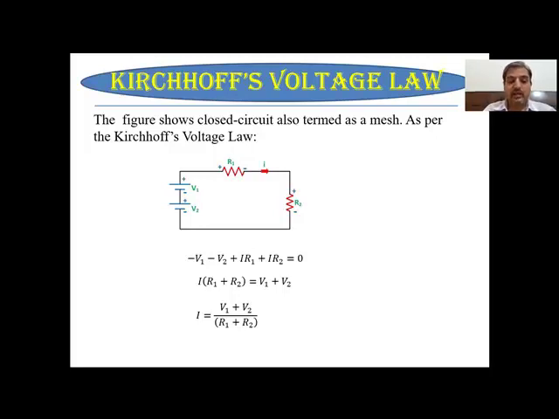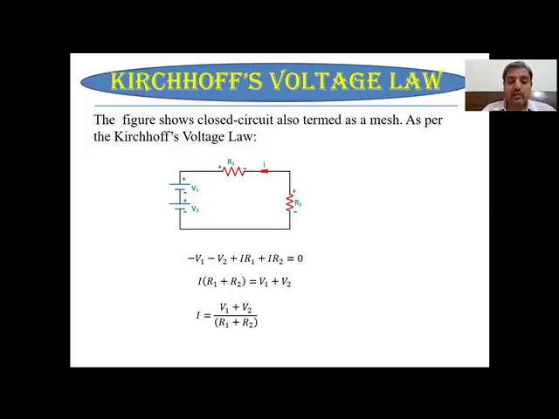Suppose the polarity of any of the batteries, for example V2, is reversed. We make the connecting direction of V2 reversed, as shown in the figure. In that case, V2 will be taken as negative. So the second equation can be written with algebraic sign as V1 minus V2 is equal to I into R1 plus R2. In that case, the current equation becomes V1 minus V2 divided by R1 plus R2.